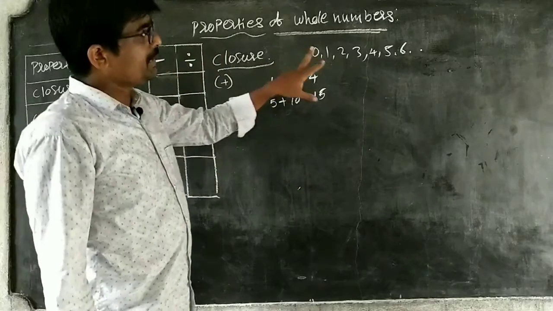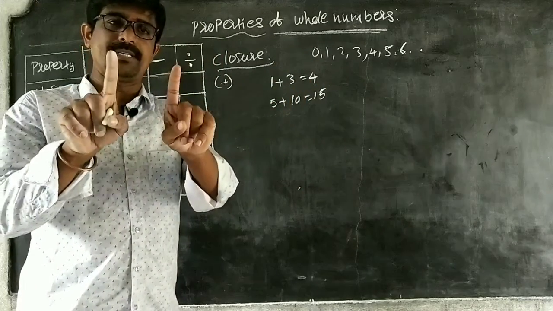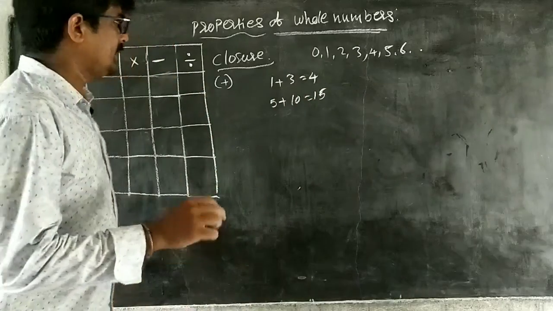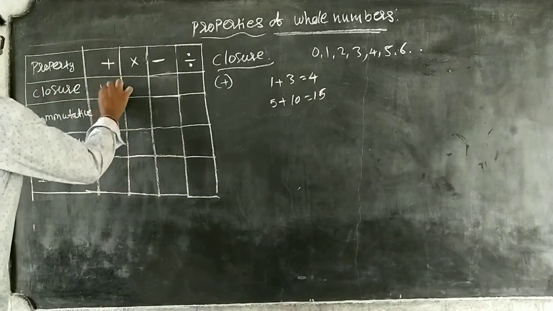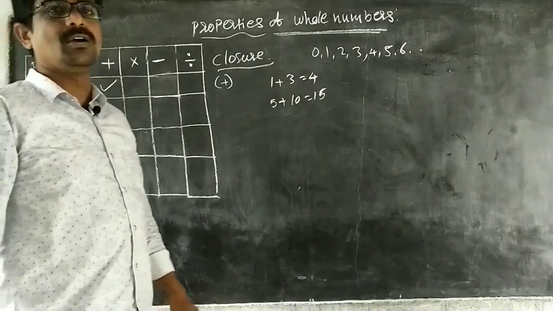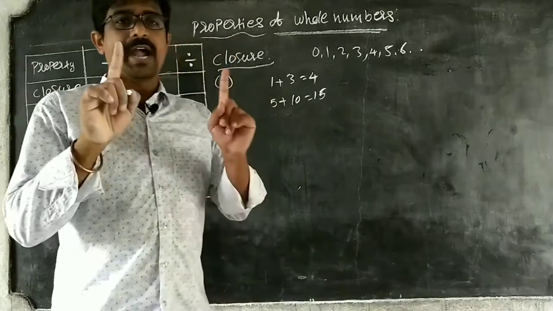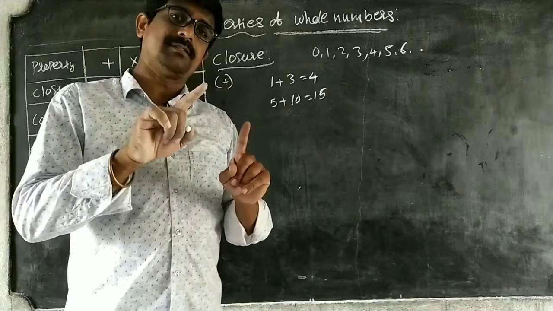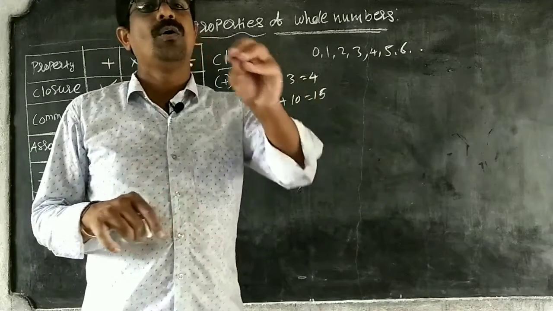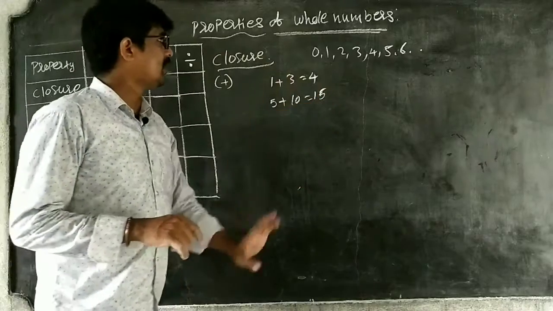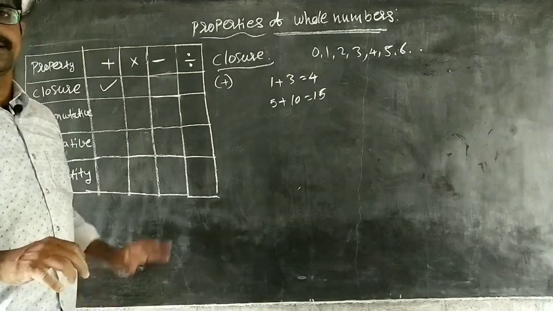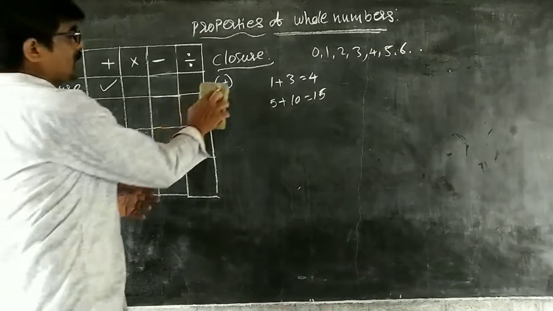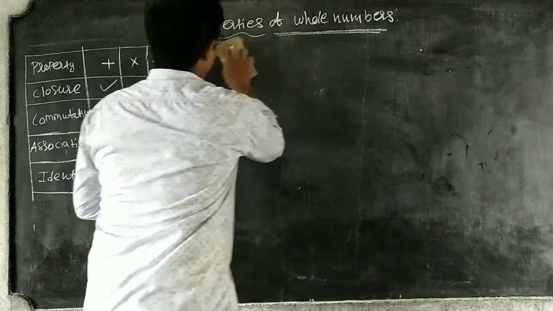So I take any two whole numbers and add them, then the result is a whole number. Then it is called the closure property. If I add any two whole numbers, the result is also a whole number. Understand? Next, after closure, the commutative property.